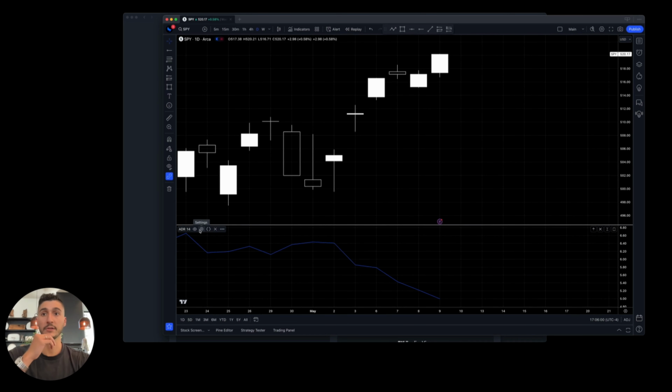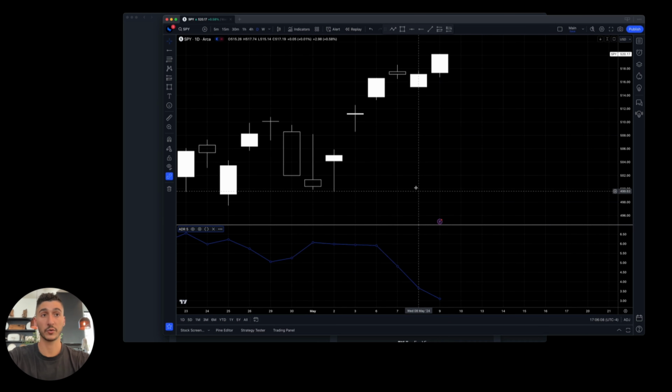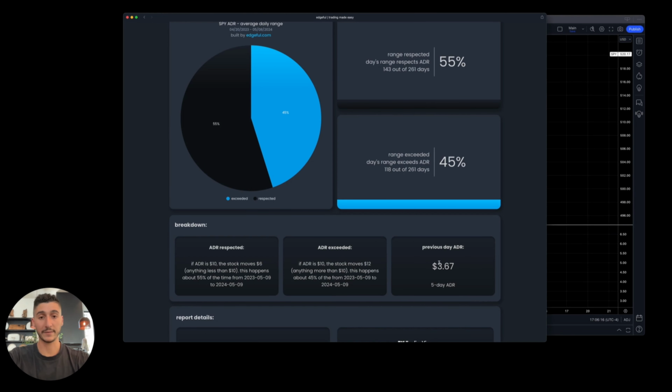Perfect. So happy this happened. We use the 5-day ADR, so you have to make sure that you update the length of the ADR to 5. This is a little shorter time frame here. And you can see right here, once I hover over the correct day, that ADR is $3.67, which is what we have here.